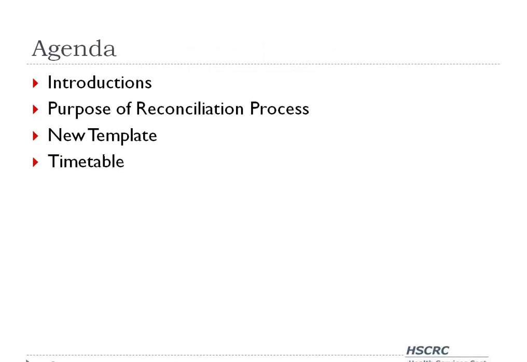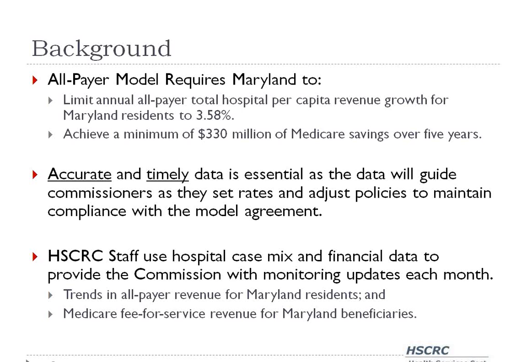All right, so I'm going to jump ahead to a little background. I'm sure most of you know this, but just really quickly, reviewing the key metrics for the all-payer model. There are two financial metrics that we're trying to measure. The first is limiting the all-payer per capita revenue growth for Maryland residents to 3.58% a year, which is the historic growth in the Maryland economy. So you can see, since it's all-payer, but it's Maryland residents, why we're concerned a lot about the in-state versus out-of-state split. And then the other test is Medicare, and it's Medicare fee-for-service only.